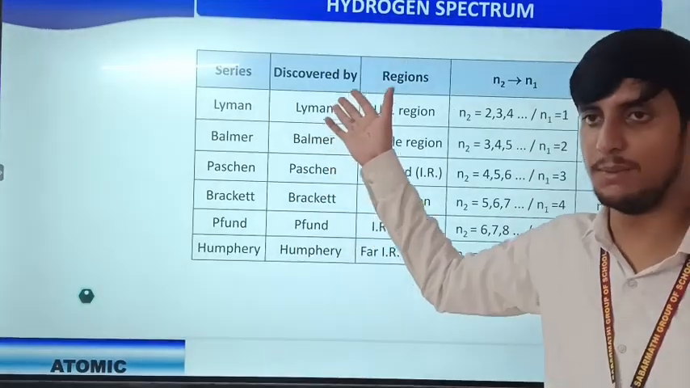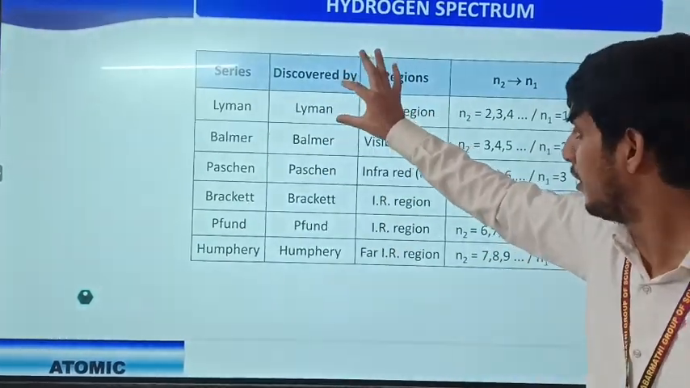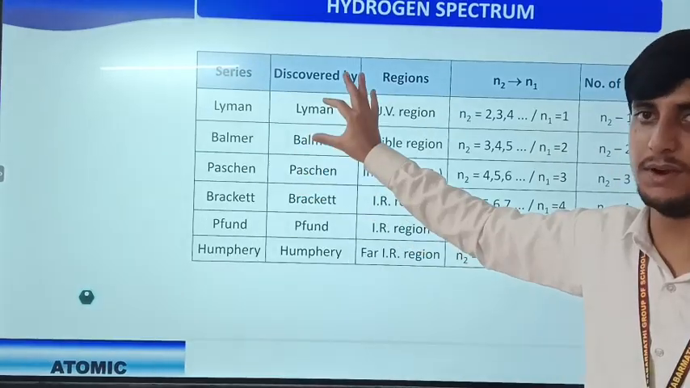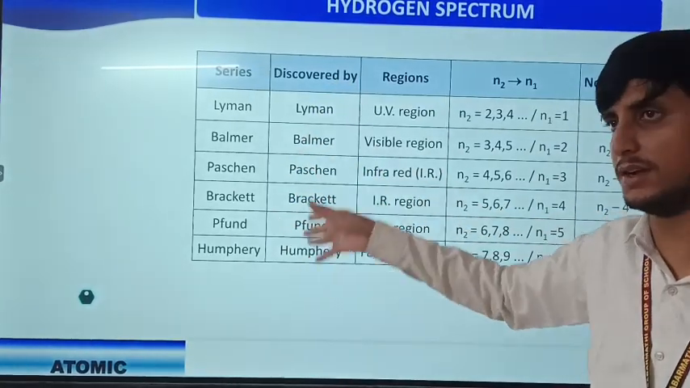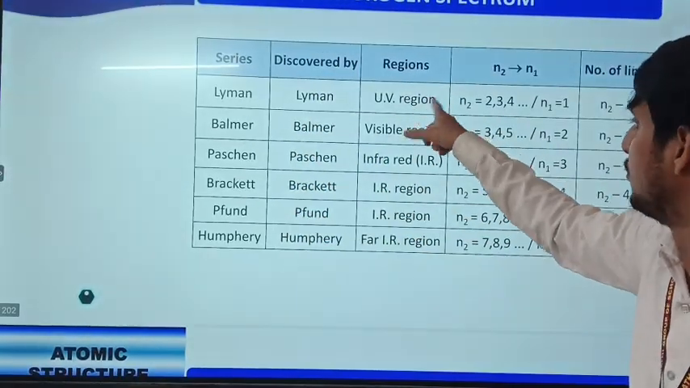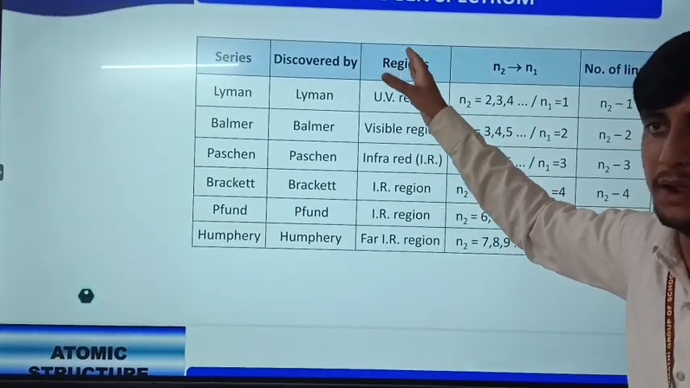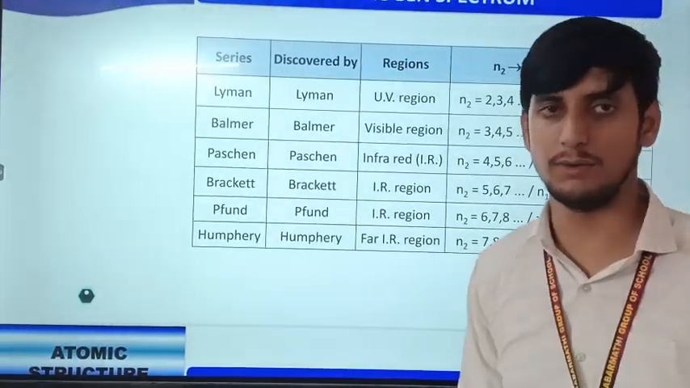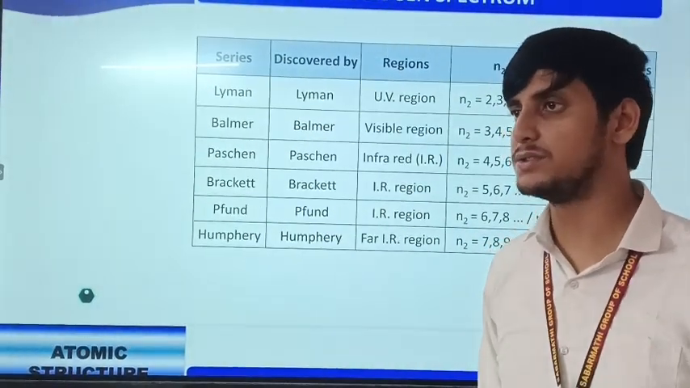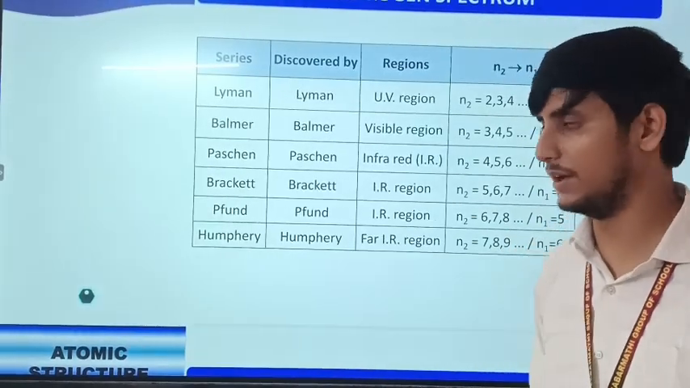Lyman series discovered by Lyman. These series are all scientists' names, right? Lyman, Balmer, Paschen, all scientists' names. Lyman is in the UV region, Balmer in the visible region. Remember in which region these series are lying. Now remember, according to this you can solve the questions.